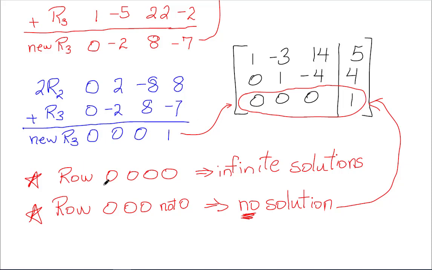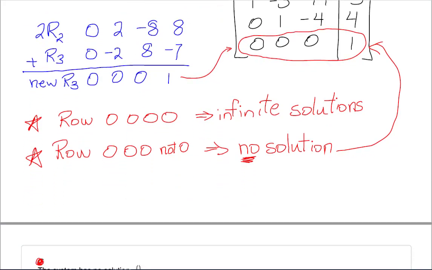Remember, if we have a whole row of all zeros, that means we have an infinite number of solutions. But if we have something that's 0, 0, 0, and not 0, then our particular system of equations has no solution.